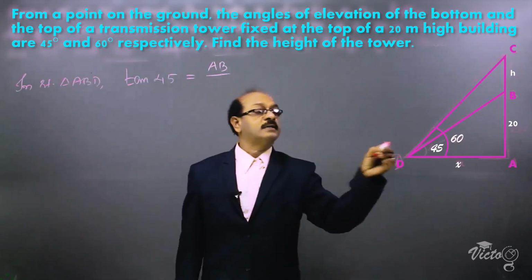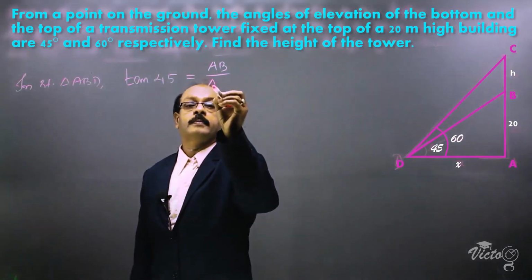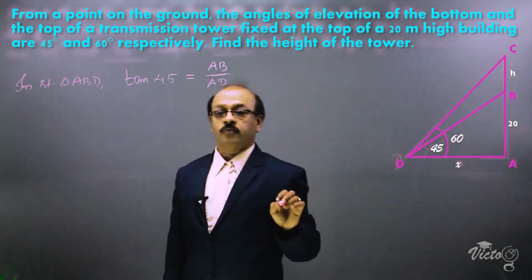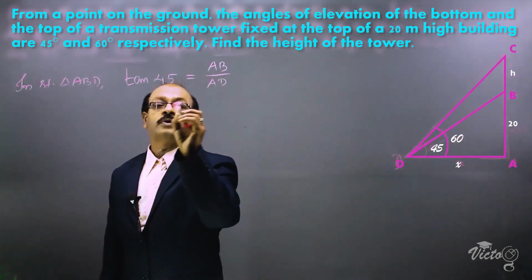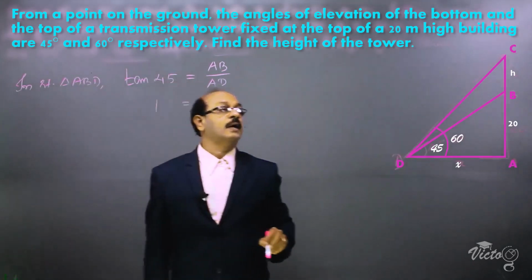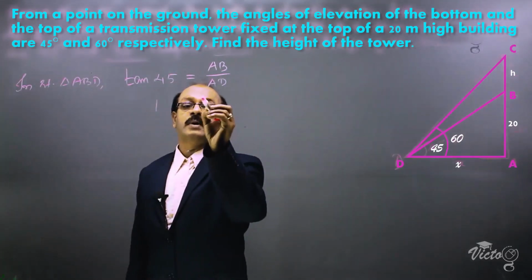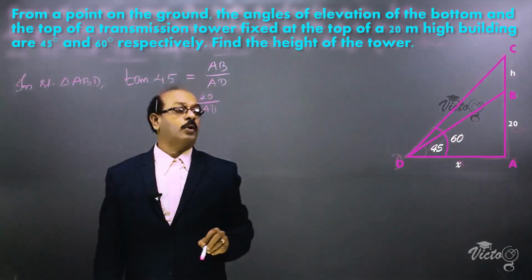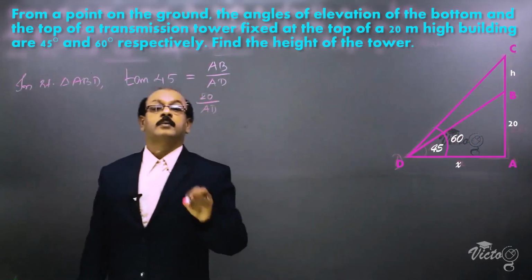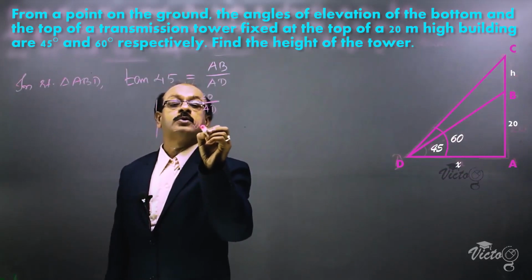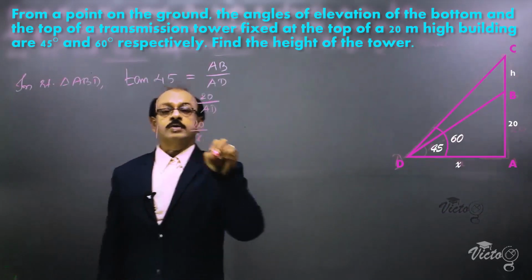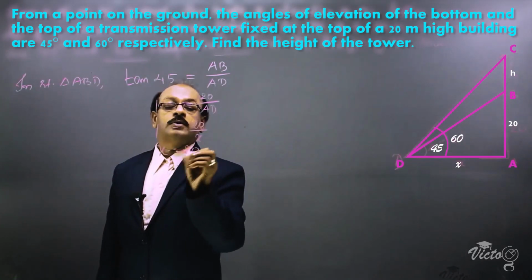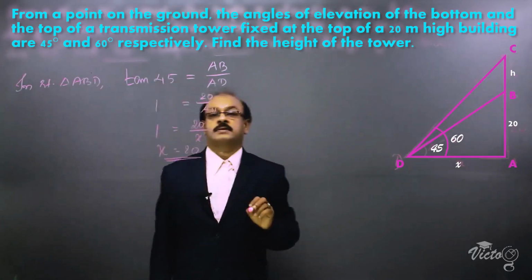divided by adjacent side AD. Remember the value of tan 45, it is 1. So 1 is equal to AB, which is 20 meters, divided by AD, which we don't know. We have taken AD as x. That means 1 is equal to 20 divided by x. Cross multiplying, we get 1 into x, x is equal to 20. We got the value of x.